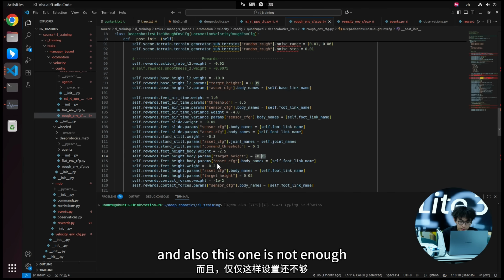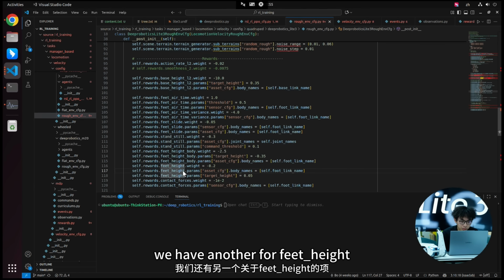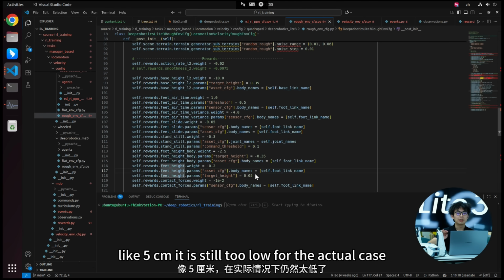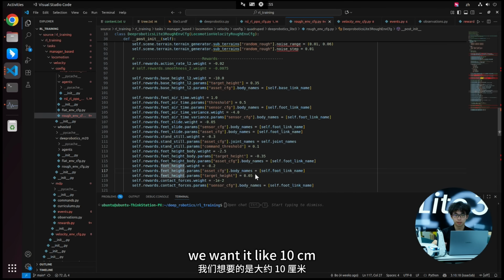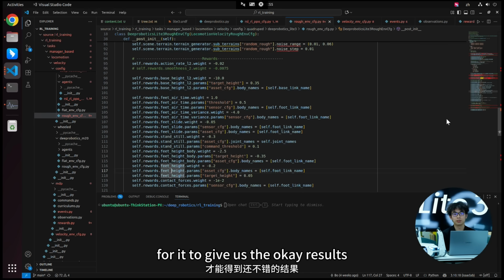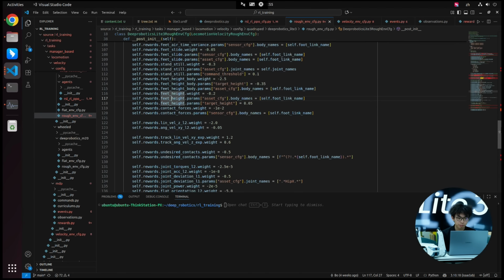And also, this one is not enough. We have another for feet height. This is the actual feet height we want when stepping, like 5 centimeters. It is still too low for the actual case. We want like 10 centimeters. Like I said, we need to push it harder for it to give us okay results.